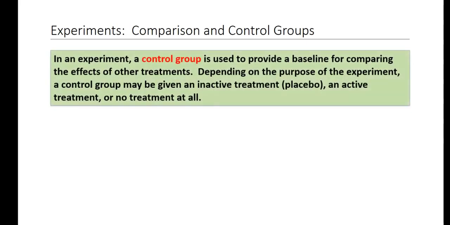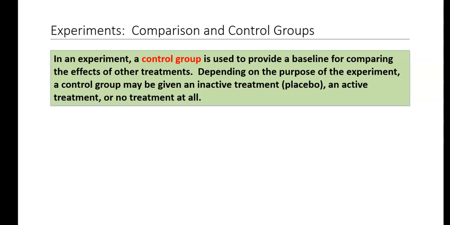Okay, so today, one of the things we're talking about is experiments, but comparison and control groups. This is fundamental to an experiment. So we use a control group. Usually, most experiments have a control group. It's used to provide a baseline for comparison. So we use it to compare how effective our treatment was, the drug we give, whatever it is.